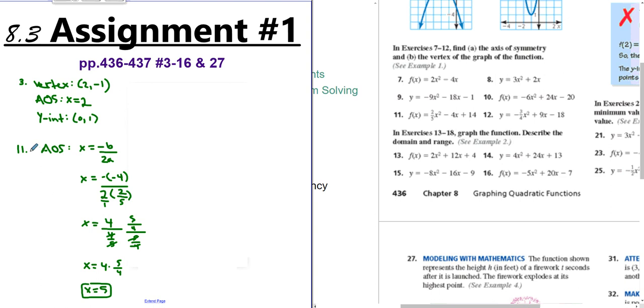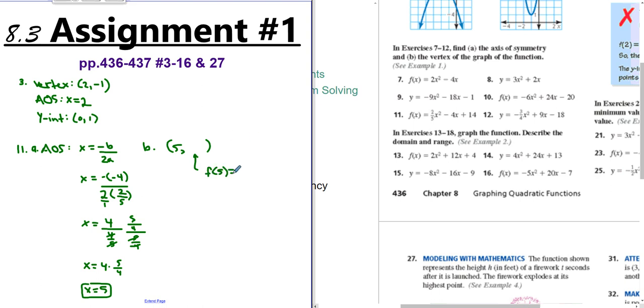Then that was part A. For part B, it says we need to find the vertex. Well, the vertex always lies on the axis of symmetry. So we know the x-coordinate already is 5. We know the x-coordinate's 5, but what's the y-coordinate? How do I find this? I just plug in the x-coordinate for x in my equation. So I need to plug in 5 for x.